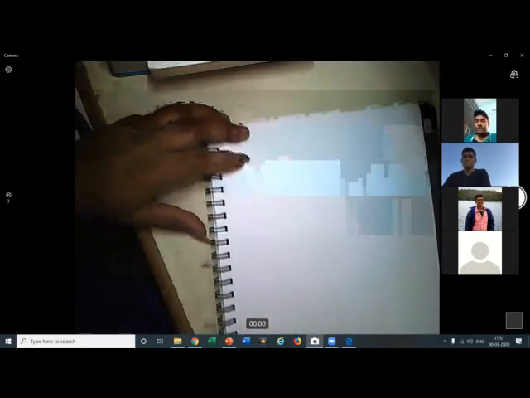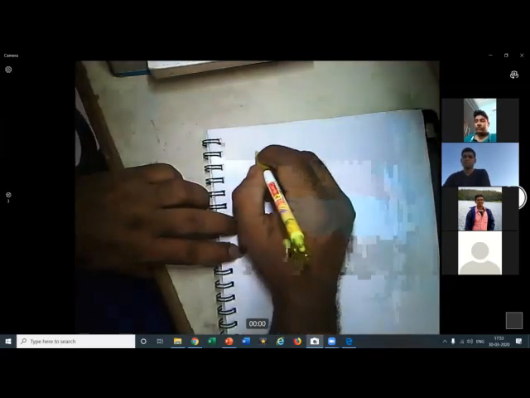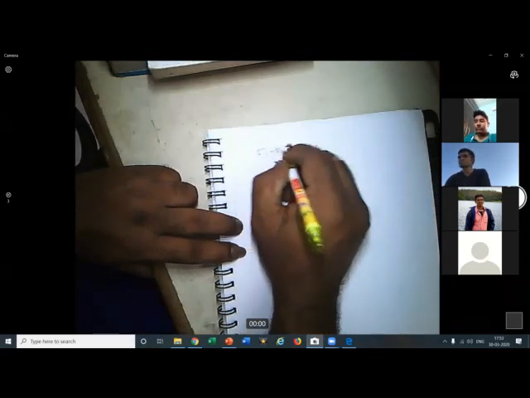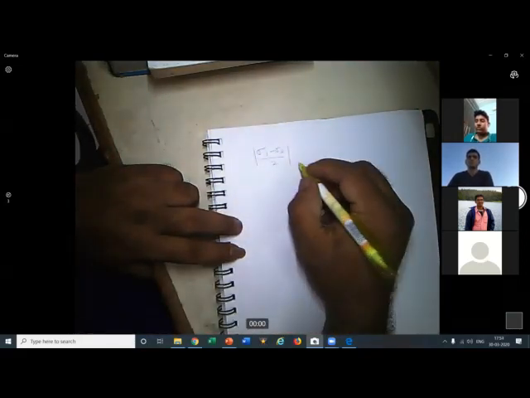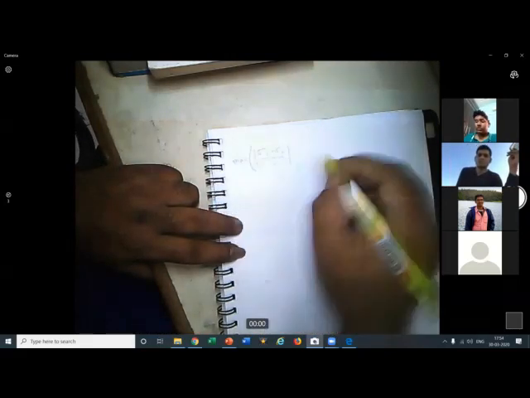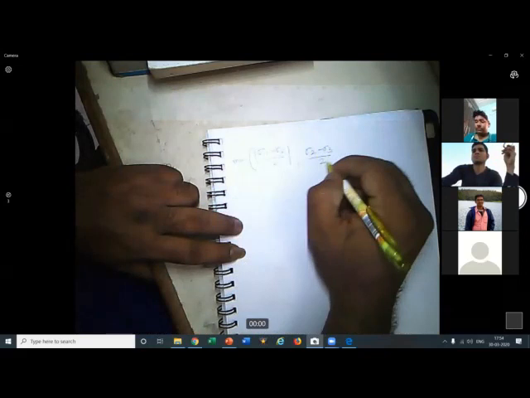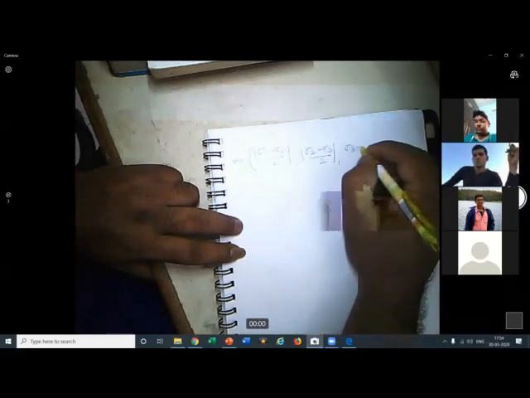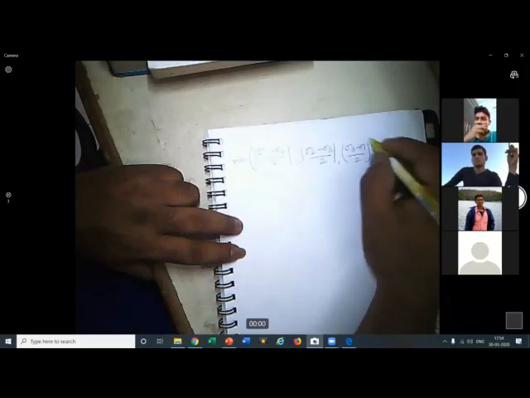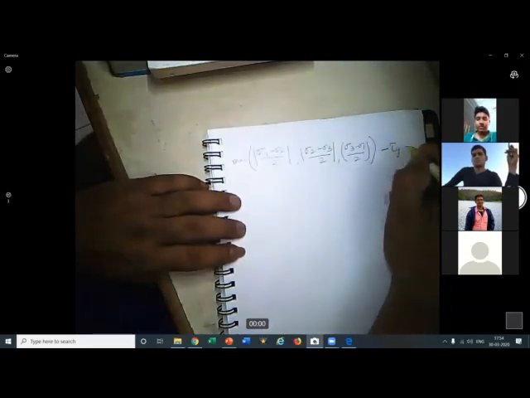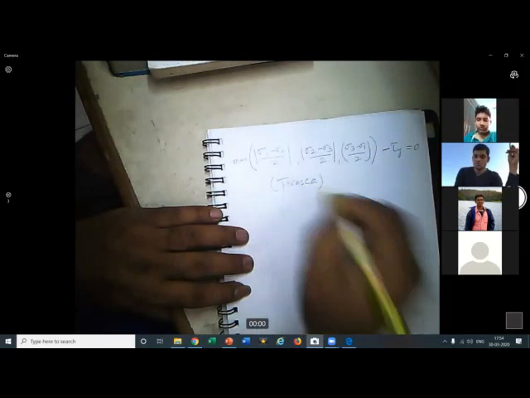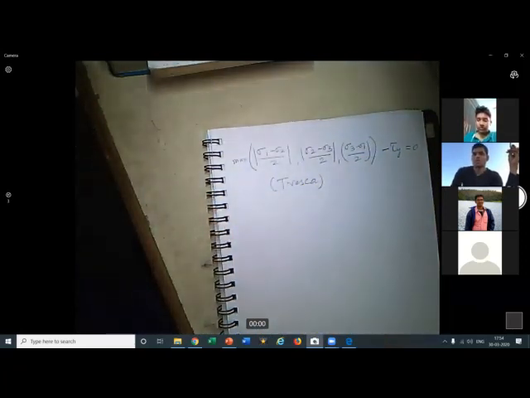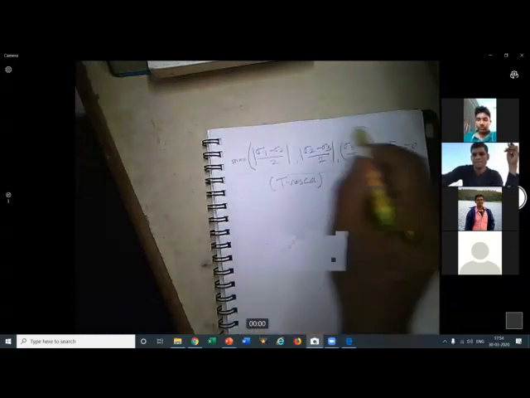One of those things that we did earlier in the Tresca criterion is we wrote the maximum of sigma 1 minus sigma 2 by 2, sigma 2 minus sigma 3 by 2, sigma 3 minus sigma 1 by 2, minus tau y is equal to 0. This is due to Tresca. Do you remember this? I want you to review this.